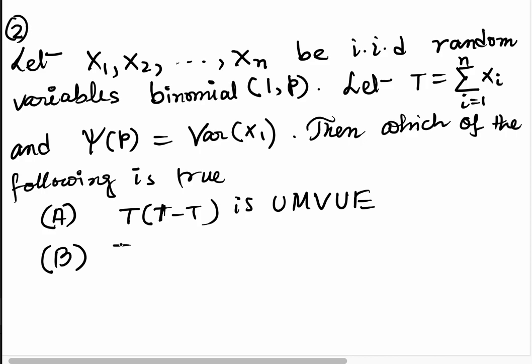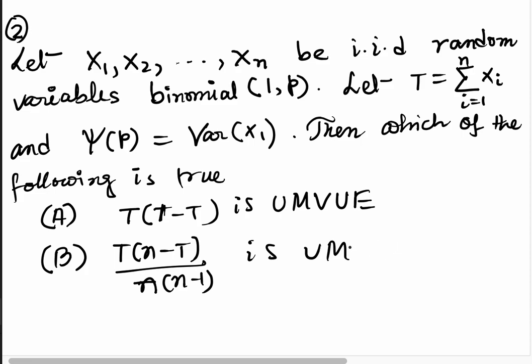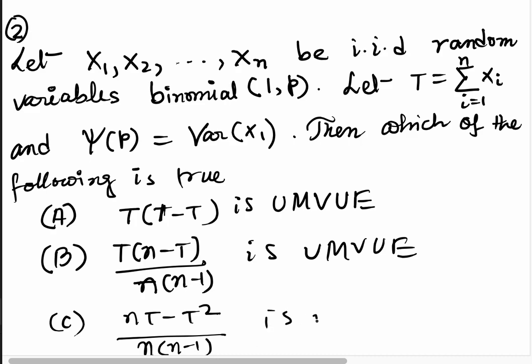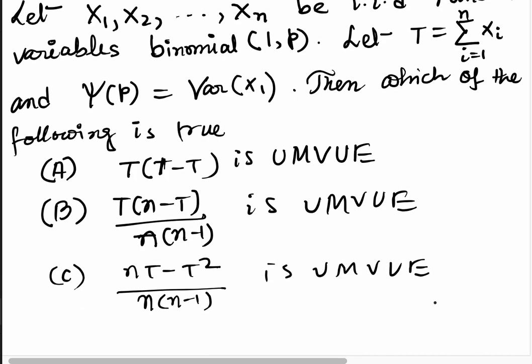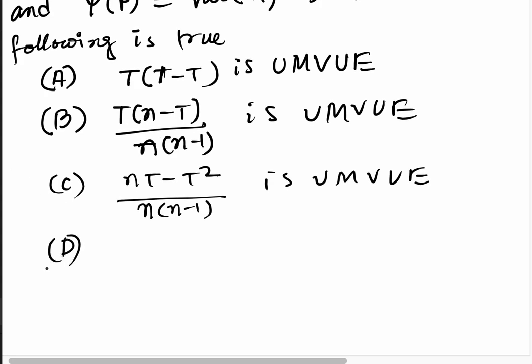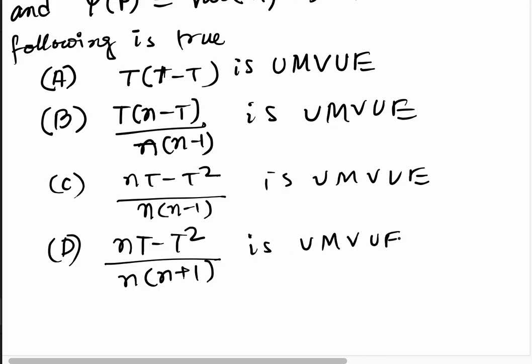B, T into (n minus T) by n into (n minus 1) is UMVUE. C, n T minus T square by n into (n minus 1) is UMVUE. Or D, that is n T minus T square by n into (n plus 1) is UMVUE.